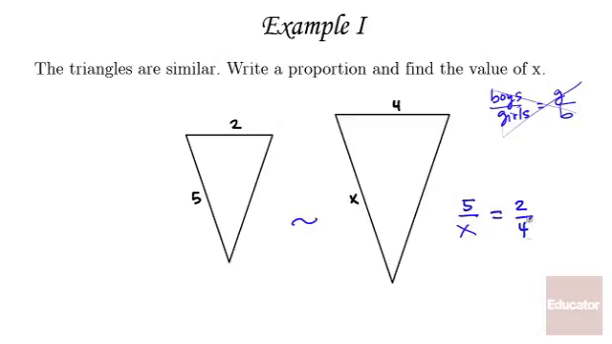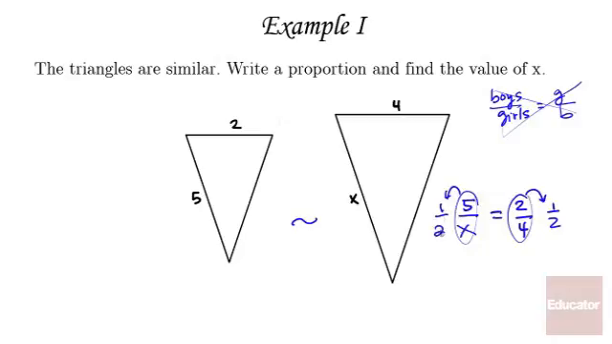So then to solve this, you can use cross products. Remember, cross products is when you multiply across. Or you can just simplify it and then use just mental math. So here, 2 over 4, this is the same as 1/2. Now how do I know? 2 divided by 2 is 1. 4 divided by 2 is 2. So then I can just make this also equal to 1/2.